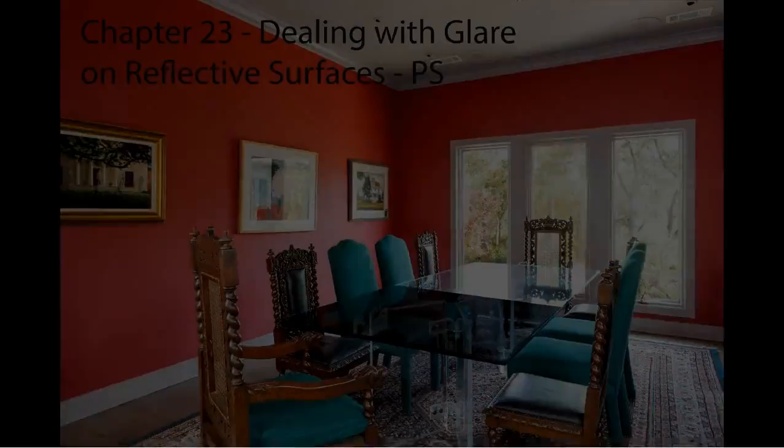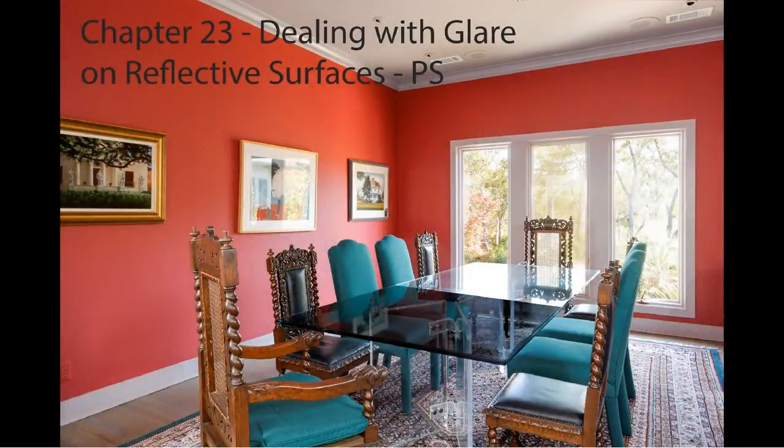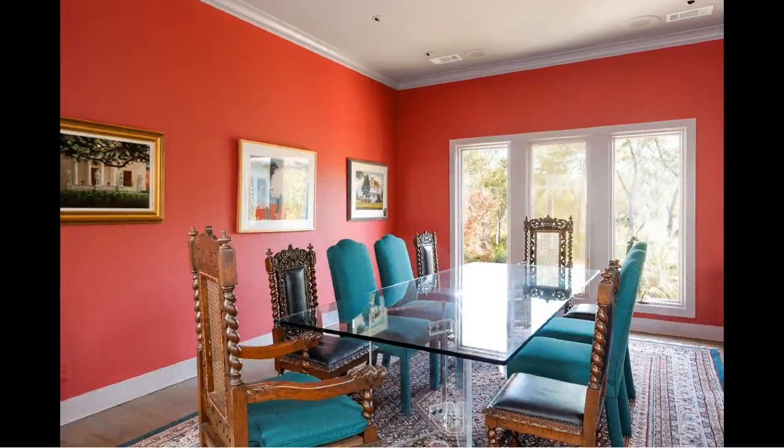The next chapter, chapter 23, deals with glare on reflective surfaces. An unwanted glare can ruin an otherwise perfectly good image or make it look less than appealing. The video in this chapter will demonstrate a number of different techniques for diminishing or eliminating glare. And so for this first image, the reflected glare off of the smoked black glass tabletop really detracts from this otherwise appealing image. So drastic measures were called for.